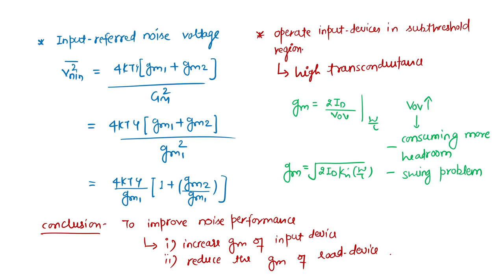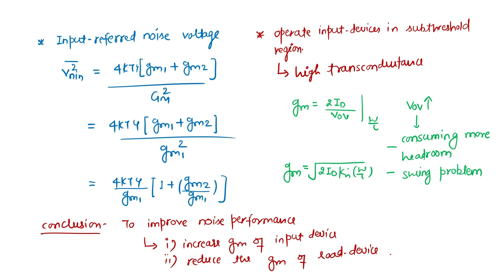For increasing the GM of the input device, we have two things. One is the current we can increase, and we can reduce the overdrive. But we can reduce the overdrive only up to the region where we operate the device in the subthreshold region. And we can increase the current within some limitation also, because the power constraint is there. Increasing the current means the power constraint is hit. So the more current we have, the less noise we get from the input device. But again, the problem is the power constraint. We can burn only the required amount of current because of the power limitation of the circuit.